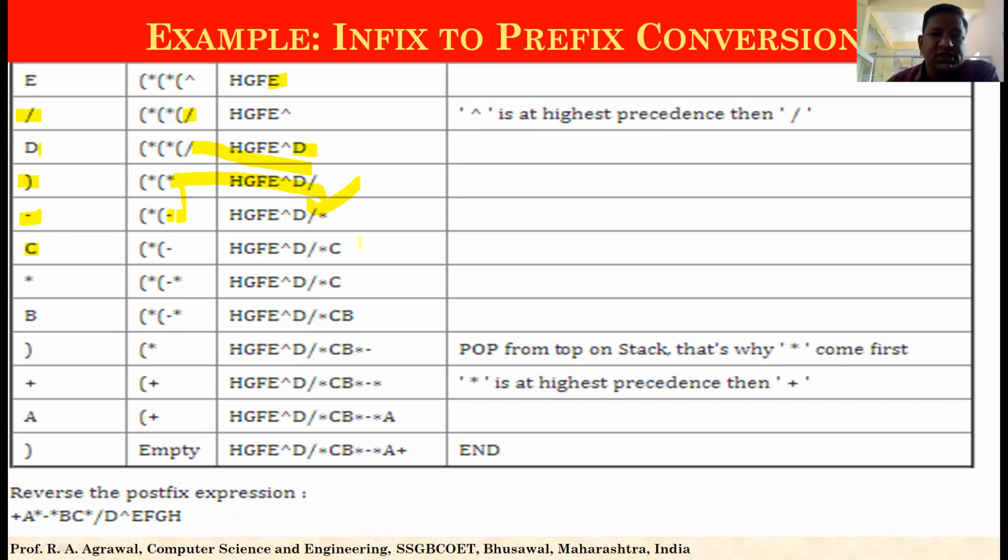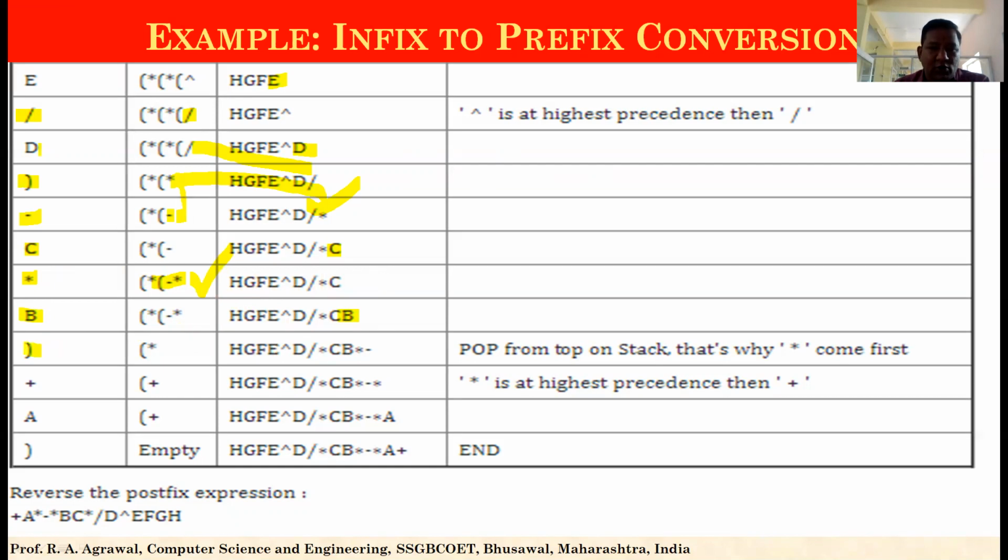Again, next is C. C is an operand, so it will be added to the postfix expression. Next thing is the multiplication. See now, the minus sign has low priority and multiplication has higher priority. So this case is accepted. Hence, we do not pop out minus before adding multiplication because this is allowed. So we will add multiplication on the top of the stack. Next is an operand, B, which is added to the postfix expression.